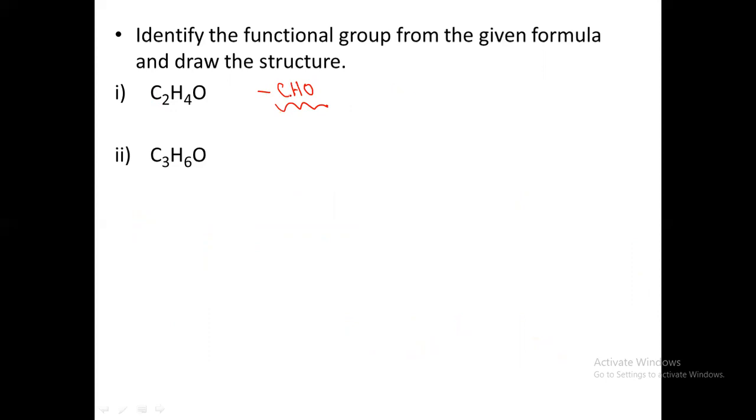Now, it's a 2 carbon aldehyde. So we just write the functional group CHO. Remember, the functional group itself has 1 carbon, and we need 2 carbons, so add 1 more carbon. Now satisfy the remaining valencies with hydrogen. So we require 3 hydrogens. This is the 2 carbon aldehyde, CH3CHO.